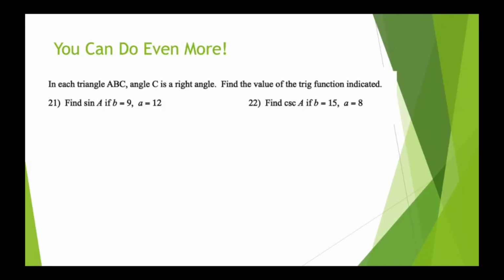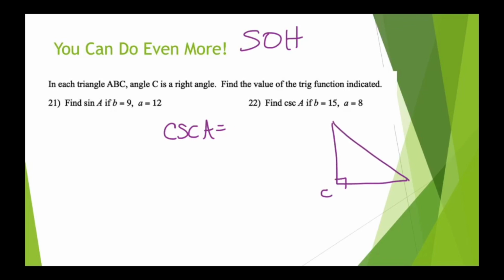Let's do number 22. We're looking for the cosecant. Cosecant is the reciprocal of sine. For sine, it's the part of the SOHCAHTOA, so it's the reciprocal. It's the hypotenuse over the opposite. They didn't give us a triangle. We're going to have to make our own. They told us that C was the right angle. We can put our A and B anywhere we want.